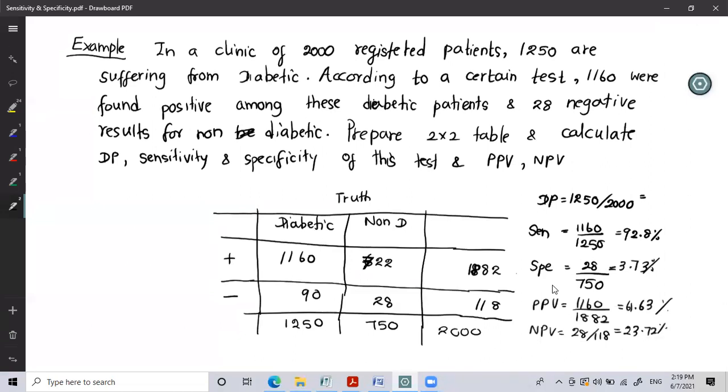So therefore, the PPV, that means if a patient got a positive result, he has a 61.63% chance that he has the disease. And if a person got a negative result, that person has a 23.73% chance of actually having the disease, right? So make sure you know how to interpret these 4 results also, okay? And what is the disease prevalence? The chance of being a diabetic patient in this clinic is whatever the disease prevalence is, okay? Right. Any questions so far?